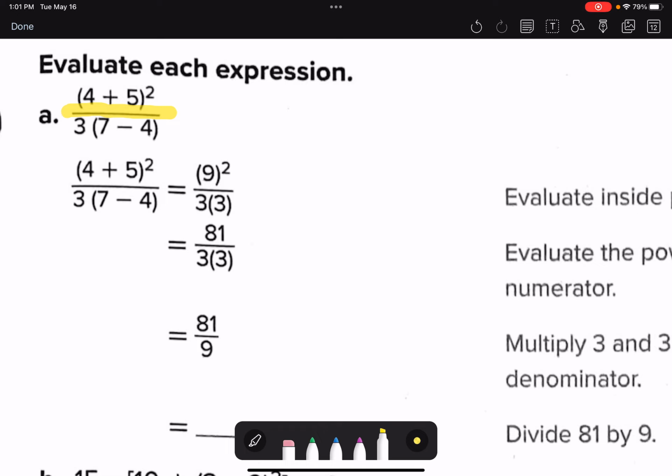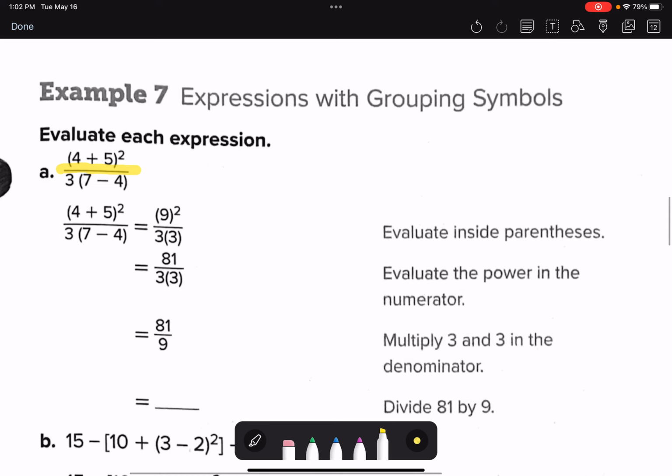So if you take a look here on the sides, the notes tell you the phrases of what is happening. For this one, it says evaluate inside the parentheses. You have to do the order of operations. So 4 plus 5 on the top is 9, and that's where this comes from. And then on the bottom here, 7 minus 4 is 3. That's where this 3 comes from.